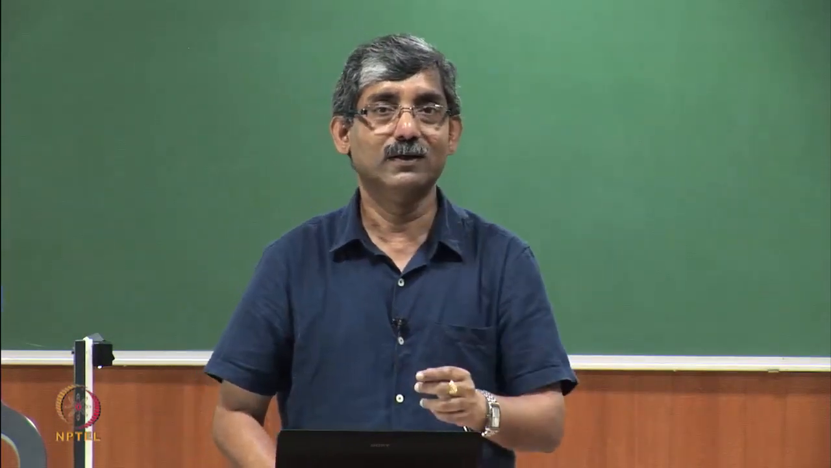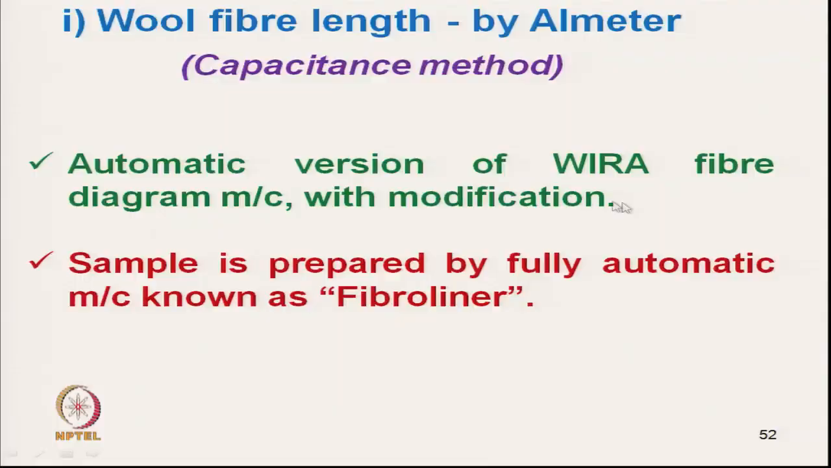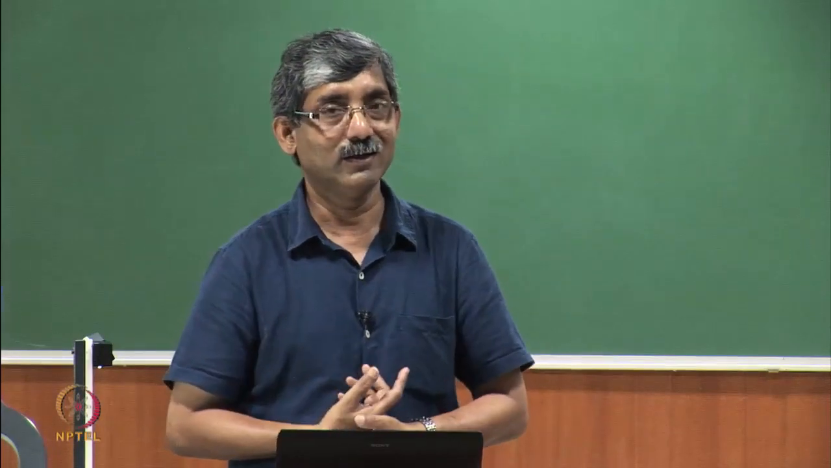But for wool, it's a long fiber and our variability is relatively smaller. So we can have a few fibers and then prepare the draw. It's an automatic version of the Weyra fiber diagram machine with a little modification. The modification is basically the preparation of the draw. Here we don't prepare a draw, we prepare a sample using the fibro liner. The sample is prepared automatically, and this machine is known as the fibro liner.